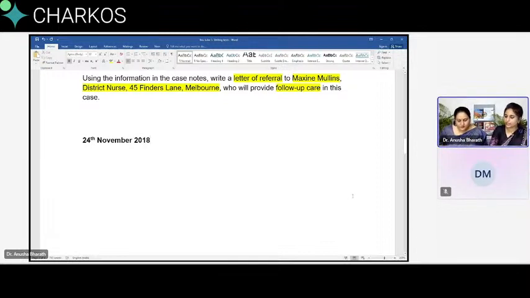2018. After the date, it is always the recipient's address. In this case, it is Maxine Mullins, District Nurse, 45 Flinders Lane, Melbourne. Please keep in mind you will not use any punctuation marks. We are typing it here so that you are able to see the writing task and the block that we are going to write now. If not, you'll be starting on a new page in your practice book, and in the exam, you'll have a new sheet.